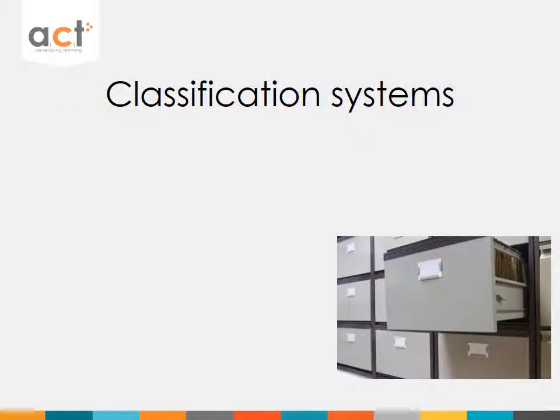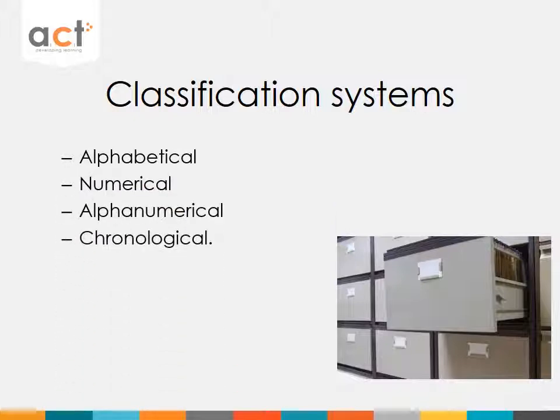There are also four main types of classification system that are used when filing. These allow us to quickly access the file. The four main types are alphabetical, numerical, alphanumerical, and chronological. We will now go through each of these in a little more detail.